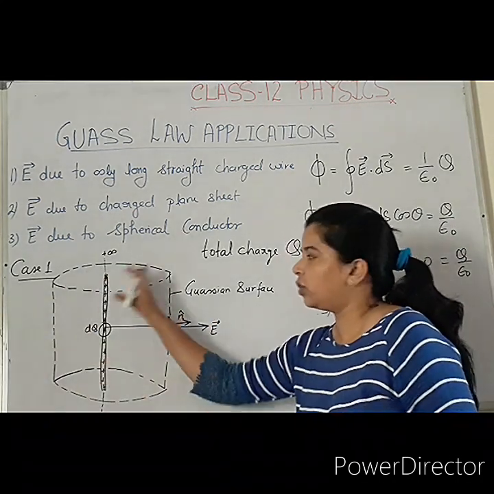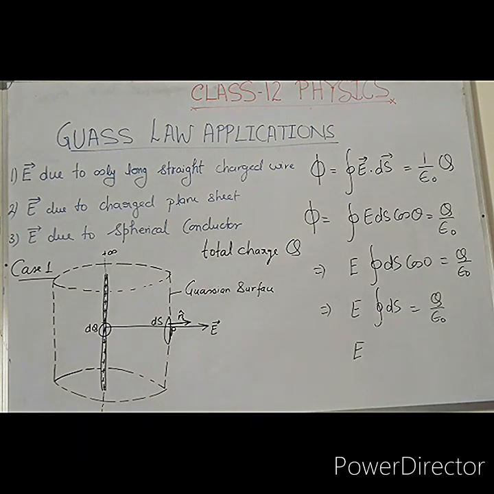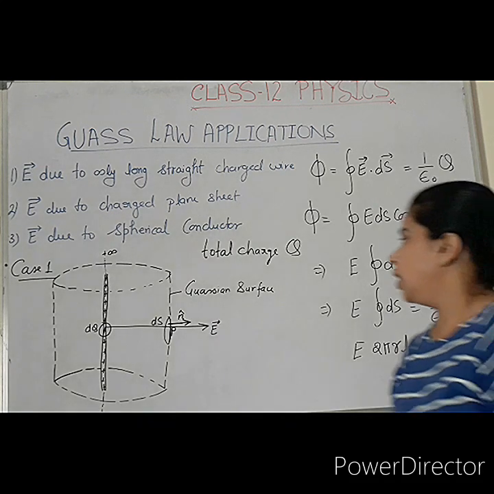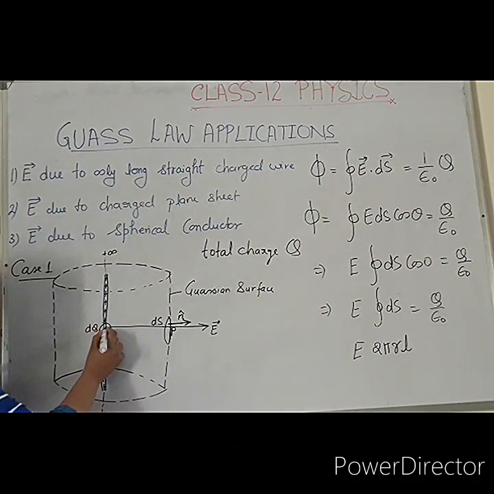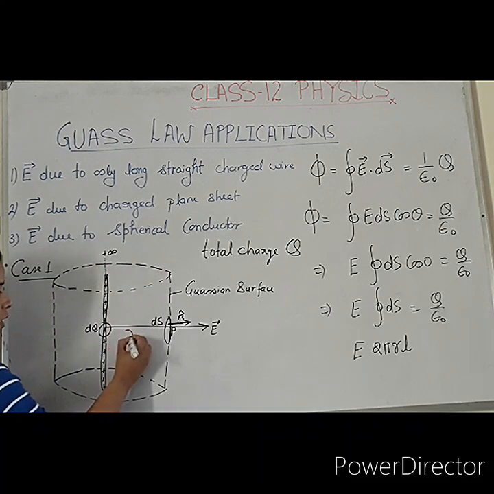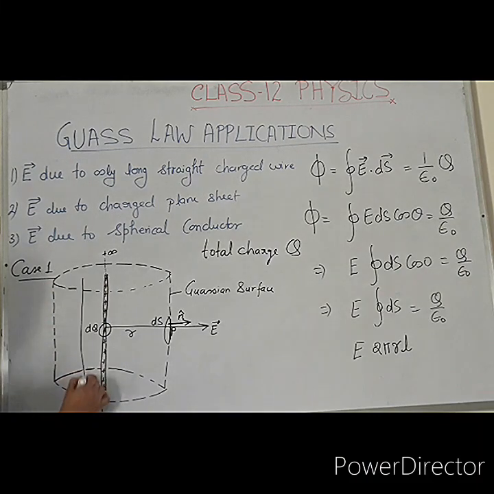So the surface area of a cylinder. What is the value of the surface area of a cylinder? That is 2 pi r L. Now what is r here? What is L here? R here is the distance of point P from the positive charge. That means you can say it is the radius of this cylinder, which we have assumed as a Gaussian surface. So this is the radius, and the finite length over which we are calculating the field is L here. So we have taken L for the finite length.